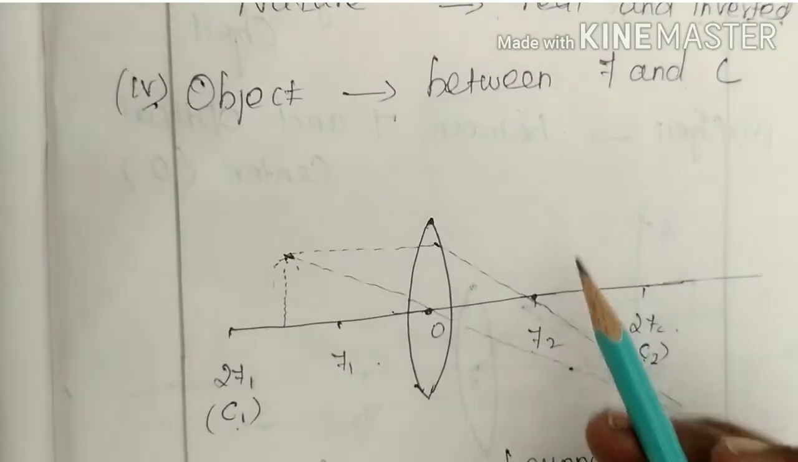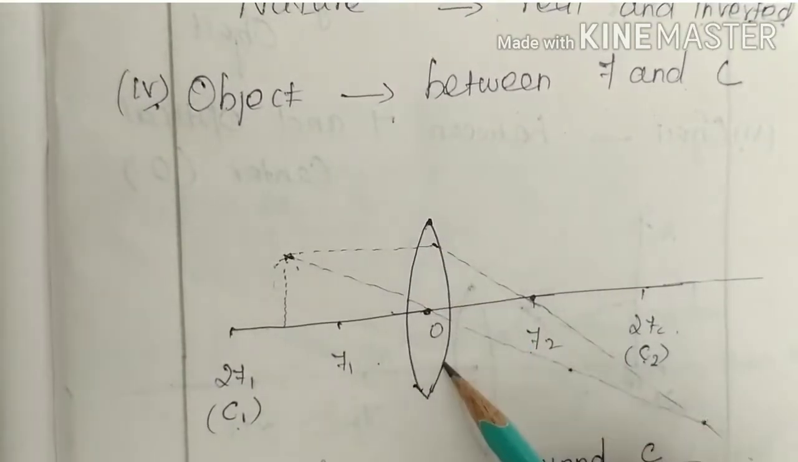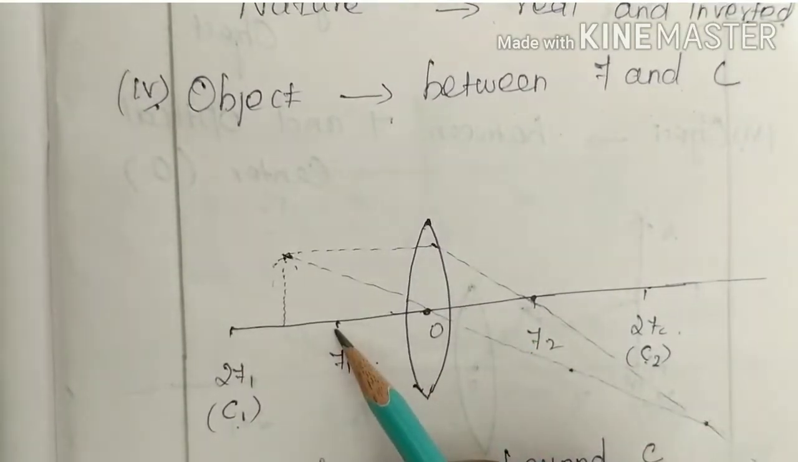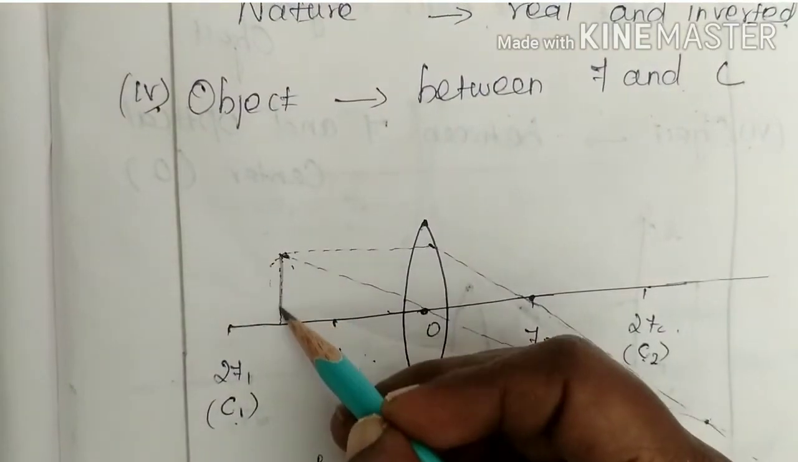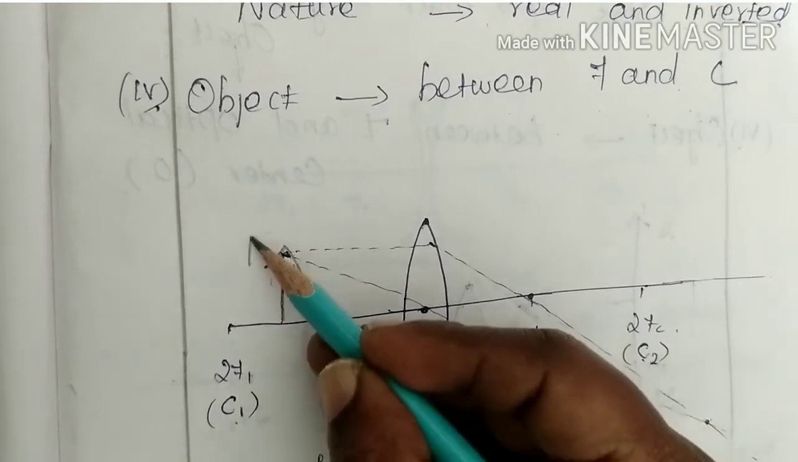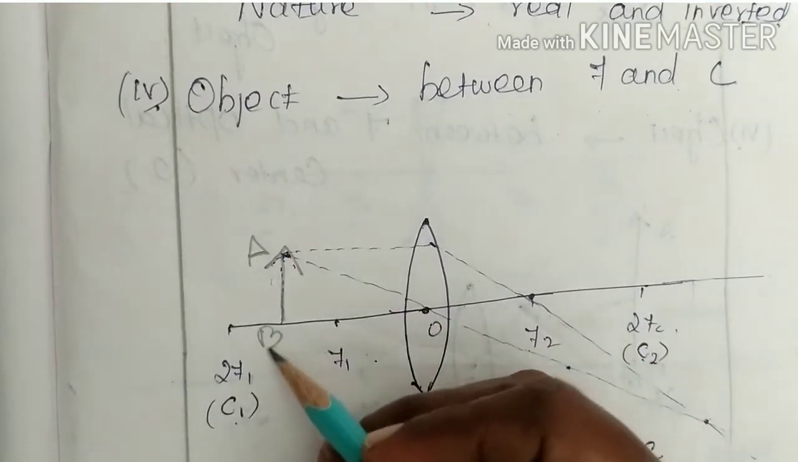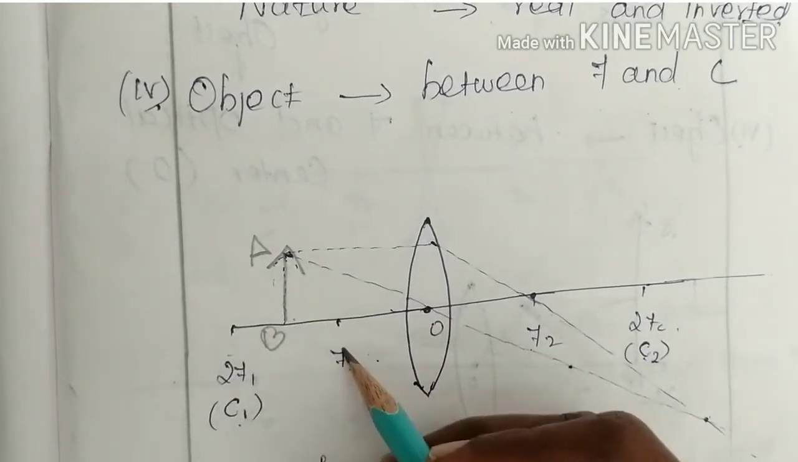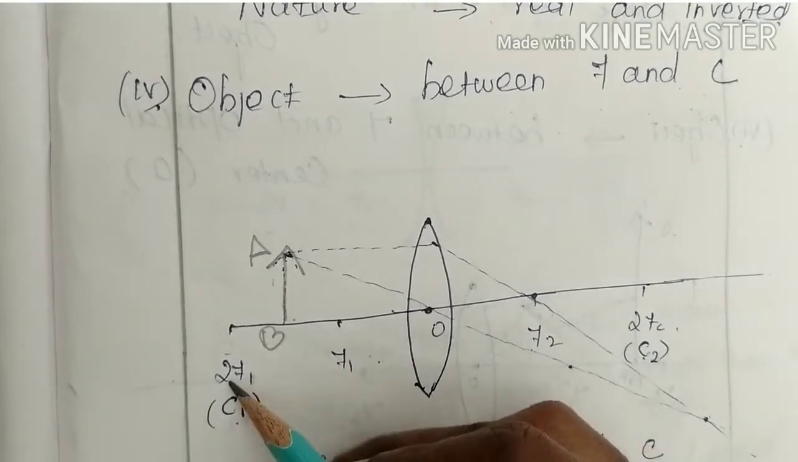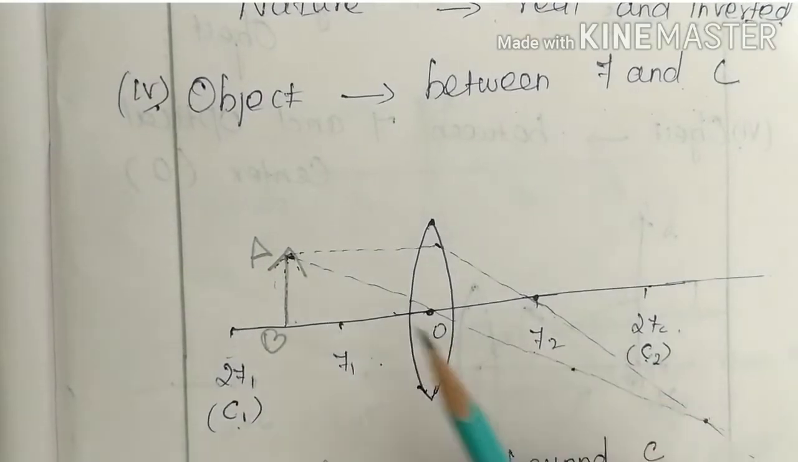Listen here. So, convex lens. We are placing the object between the focus and the center of curvature. So here we are placing the object. AB be the object. The object is placed between F and the center of curvature. So, where can we get the image here?